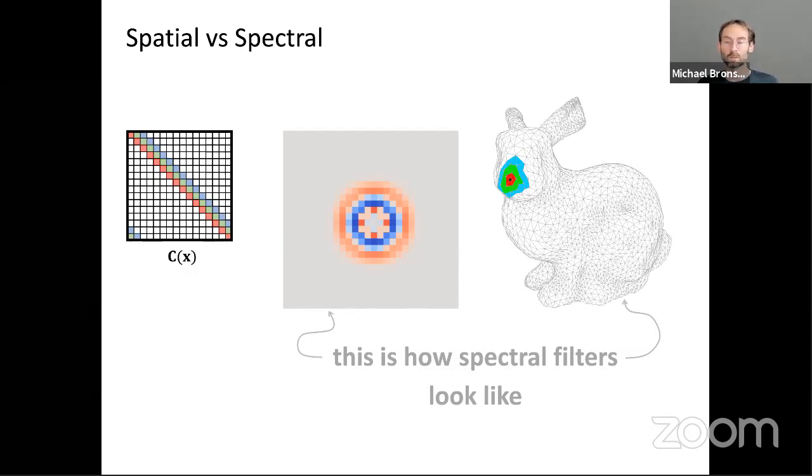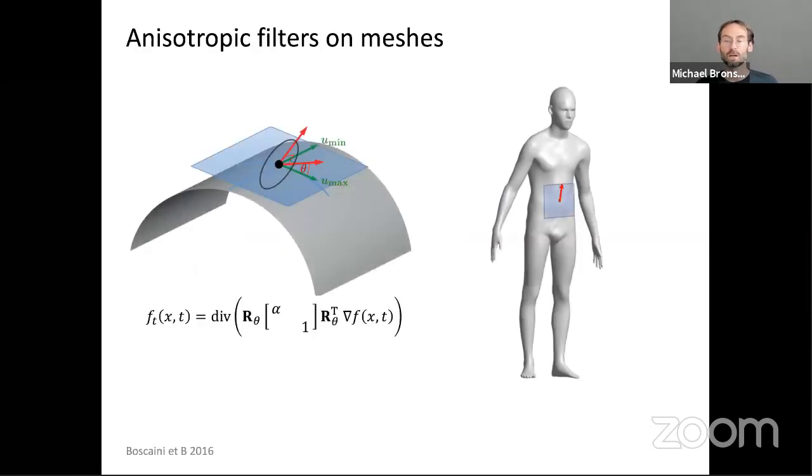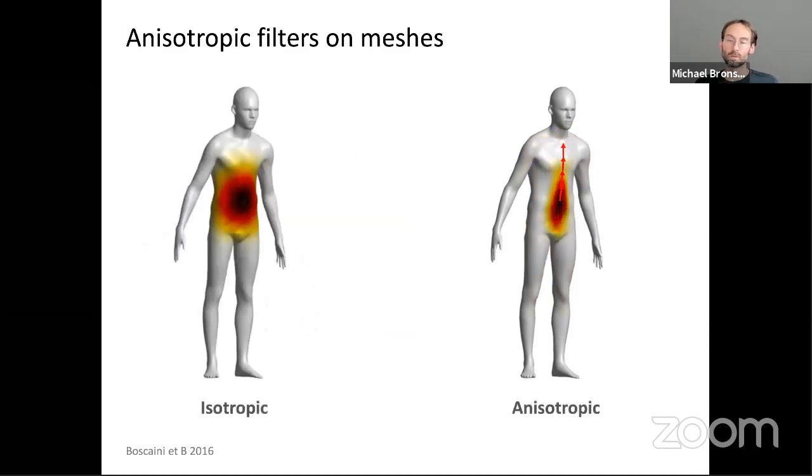Now, on meshes, we have more structure, so we can do better. We can do anisotropic filters. And for example, we had a work with my former PhD student, Davide Boscaini, where we constructed an anisotropic version of Laplacians using some tangent vector field that will guide the diffusion. And we can do diffusion that spreads faster in certain directions, which again are defined locally on the manifold. And this is as opposed to isotropic diffusion that we get in the original setting.